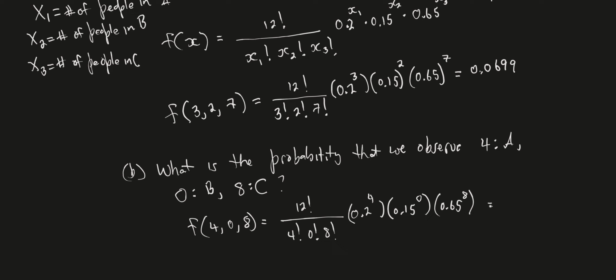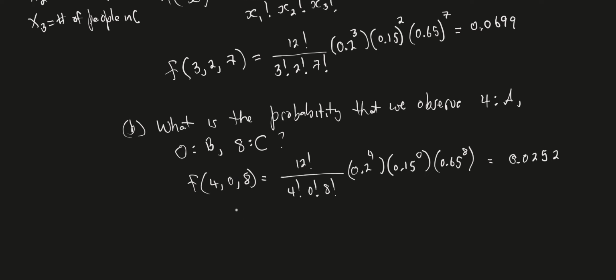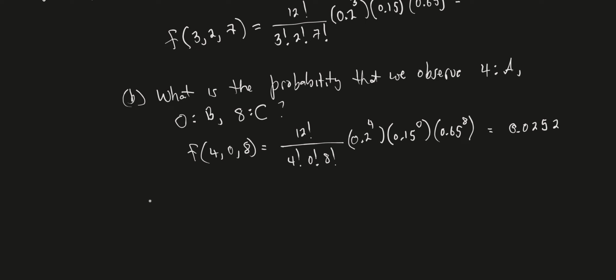And in this case, it ends up even smaller than this probability. It's 0.0252, right? So just about a 2.5% chance that, again, in this scenario, we will observe 4 individuals in category A, 0 individuals in category B, and 8 individuals in category C. Now let's look at part C here.